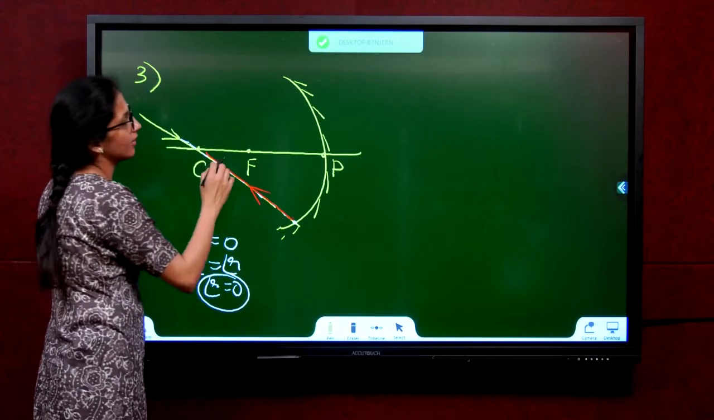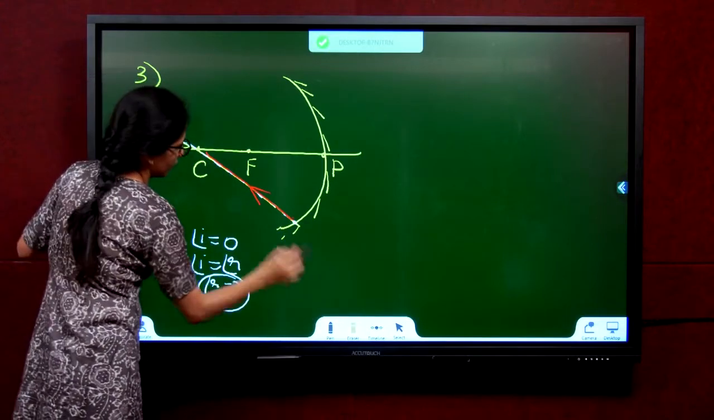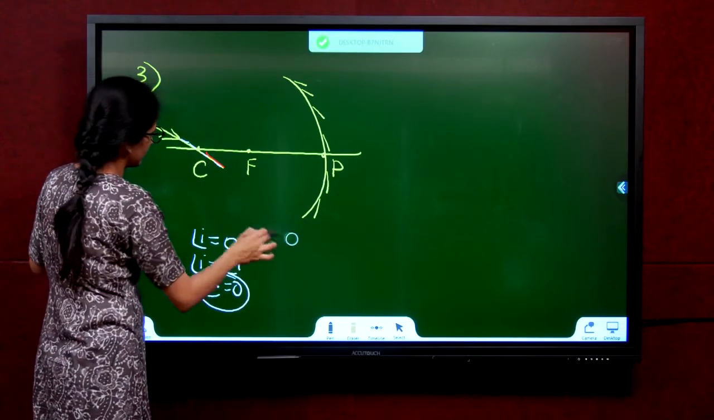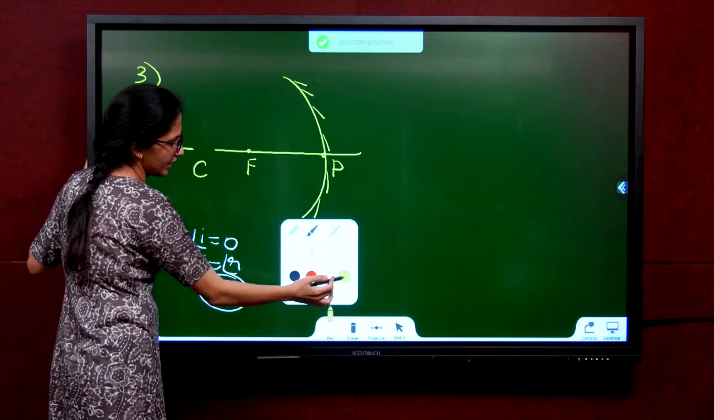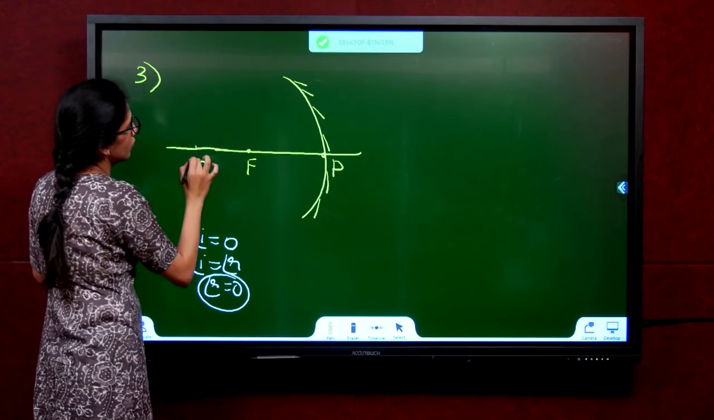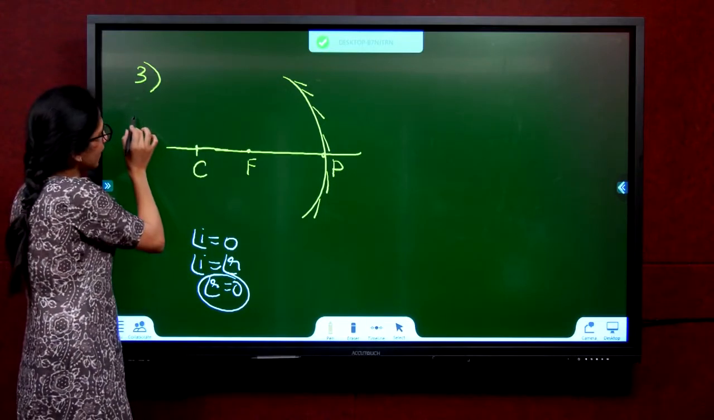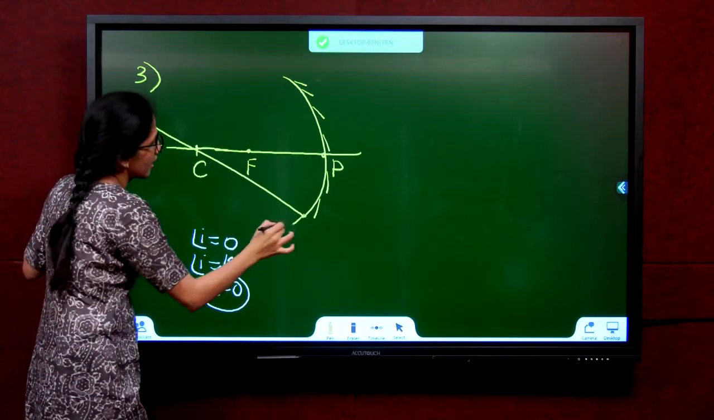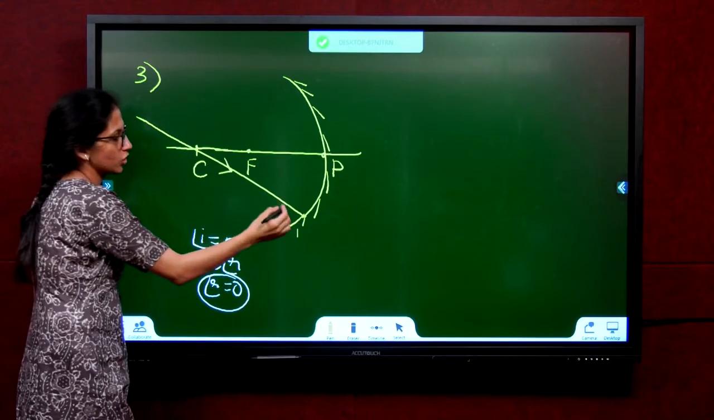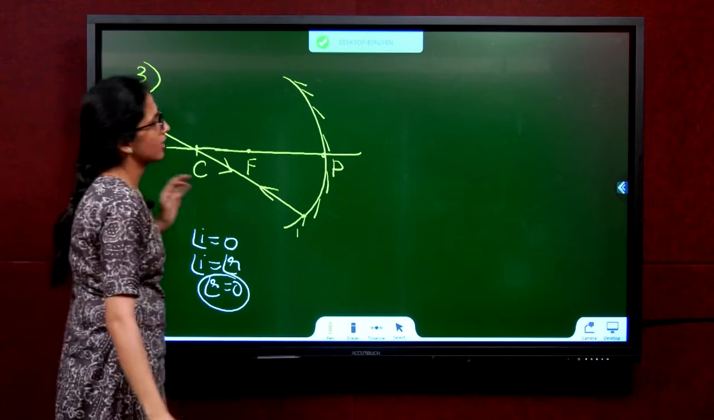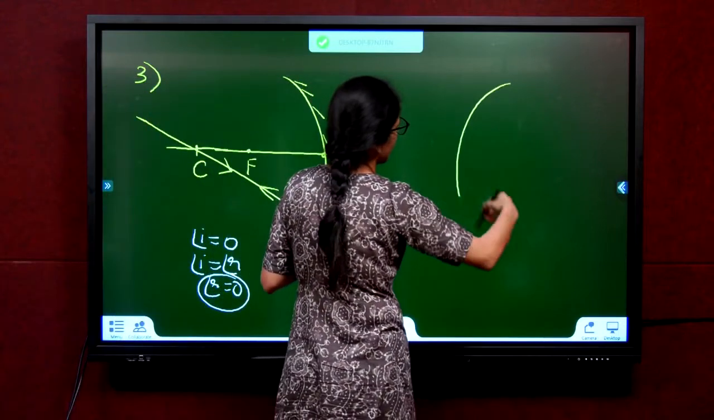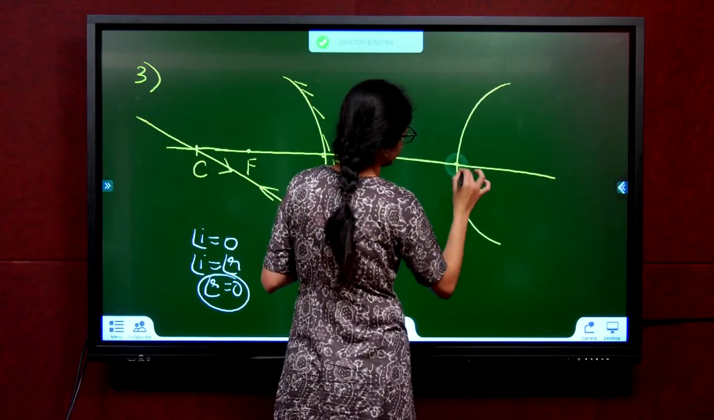Therefore, we learned the third case now. You don't have to draw and explain all this. Of course, you need to know the explanation in case they ask you why it retraces its own path. All you need to know for ray diagrams is, if a ray passes through C, after reflection, it retraces its own path. Same thing with the convex.